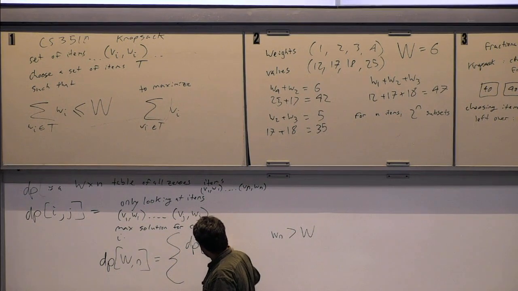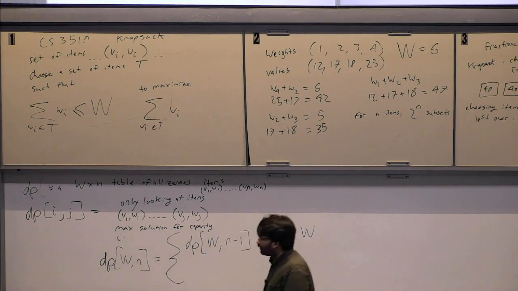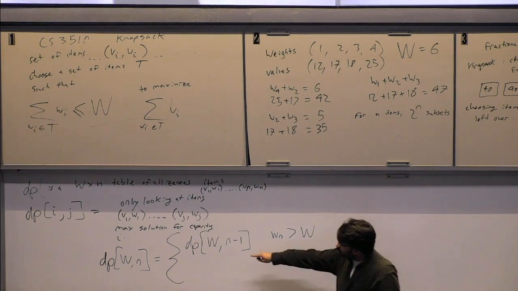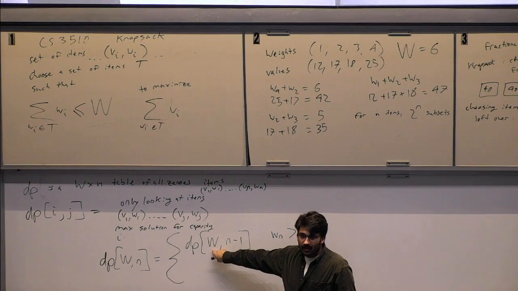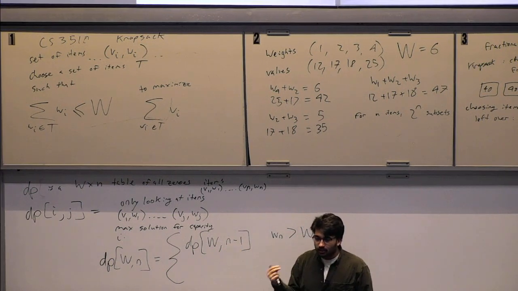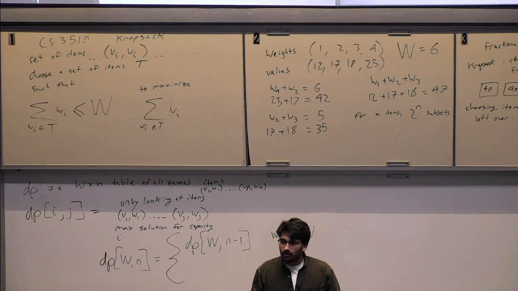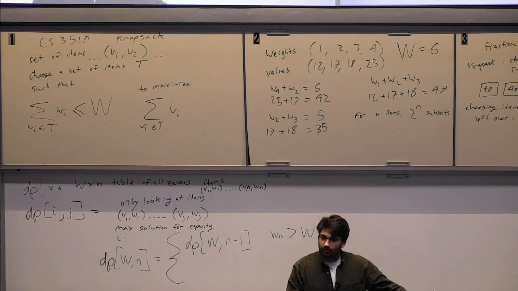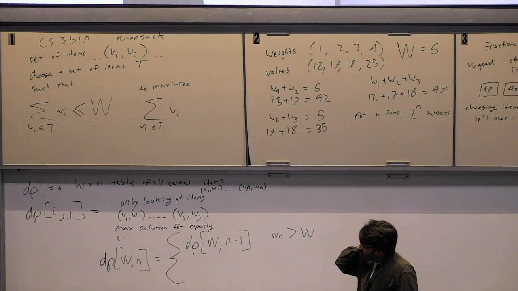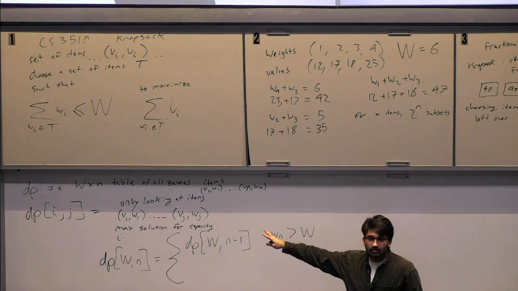W? N minus 1. This is why it's important to assign meaning to the cells. This corresponds to I have the same rucksack capacity, but I just simply do not consider the nth item. Not choosing the nth item will have the same solution as only considering items 1 through n minus 1. So that's why it's important to assign meaning to the cells.